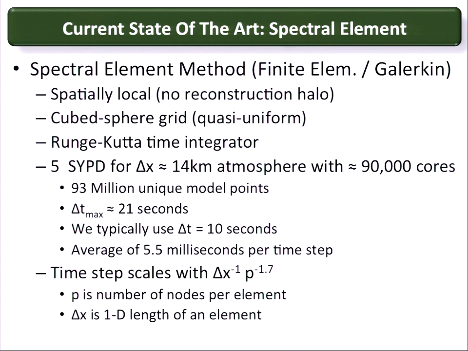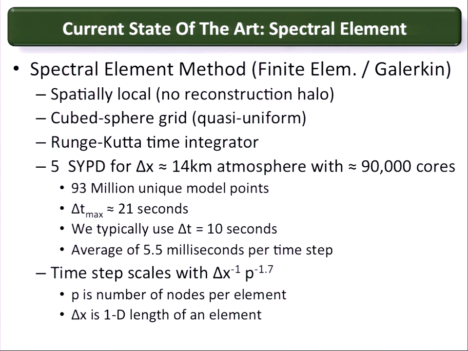You have a Runge-Kutta integrator in time. They've actually made it past the leapfrog now. The new code uses Runge-Kutta 3. And it runs at 5 simulated years per day at a 14-kilometer mesh, which for the climate community is unheard of. This is truly state-of-the-art. On 90,000 cores is about how many we run it on. That's 93 million unique model points.